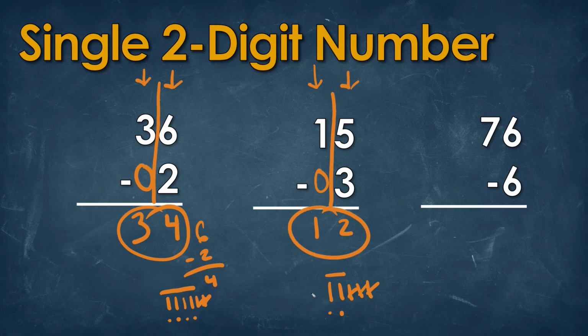Okay, now let's take a look at this number. We got 76 minus 6. We put a line down the middle here. 6 minus 6, right? We talked about this before.